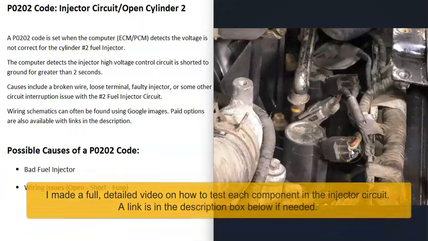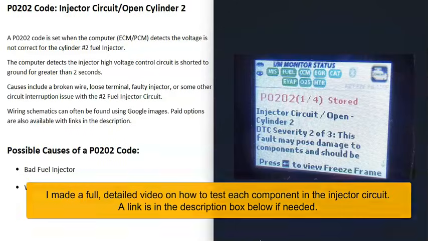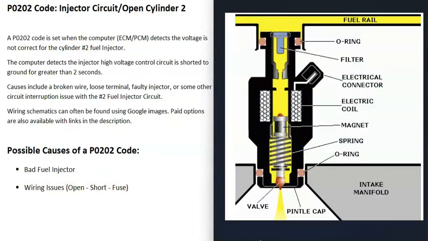The computer is seeing some kind of problem with the injector on cylinder number 2, and so it's going to have to be troubleshooted to know why. And so what would be some possible causes of a P0202 code? Well, the first thing that could cause this is that fuel injector on cylinder number 2 has just gone bad and just needs to be replaced.